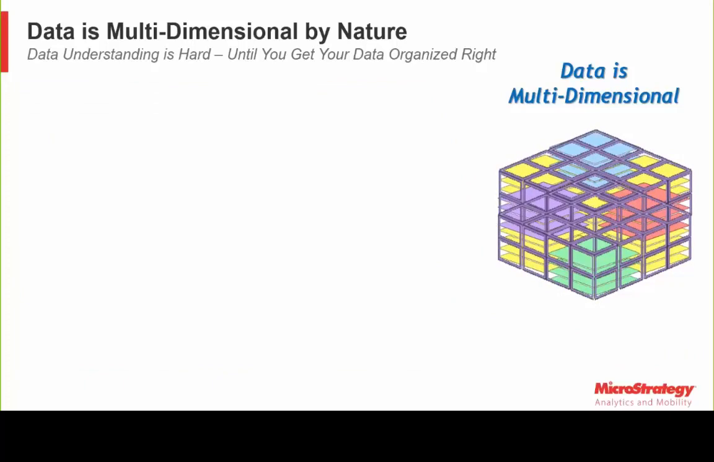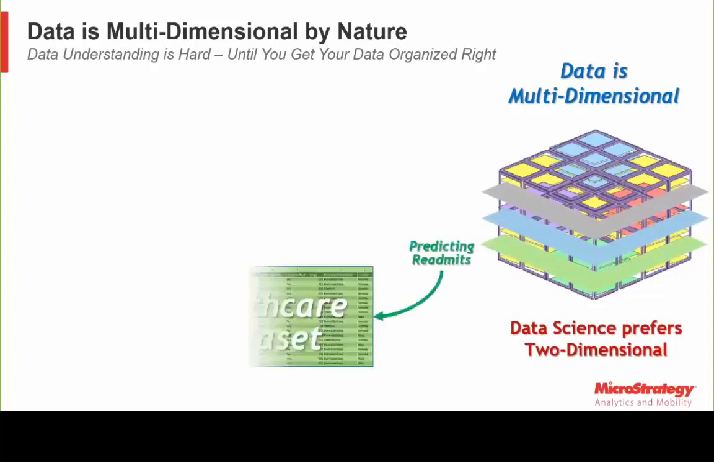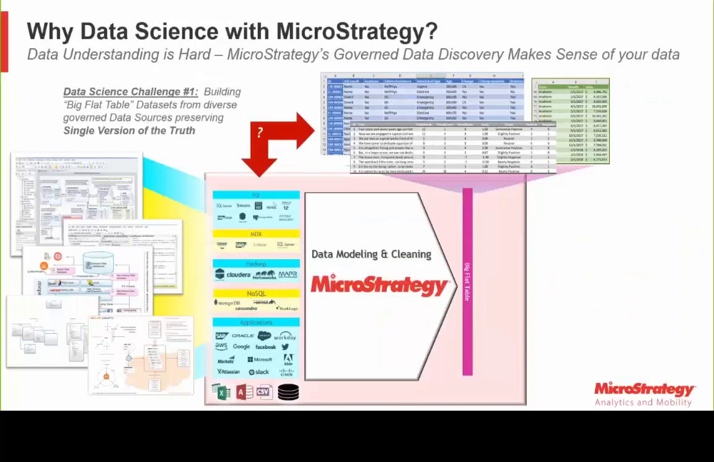But while data is multidimensional, data scientists prefer two-dimensional data sets. And so we can think of the data science data sets as simply a two-dimensional slice of this multidimensional universe, and it allows the data scientist to pull together the right data set for the type of problem that's being solved. And so by hiding the intricacies of data access from the user, MicroStrategy helps quite a bit with this challenge of turning all those data sources into big flat tables so you can perform some data science.